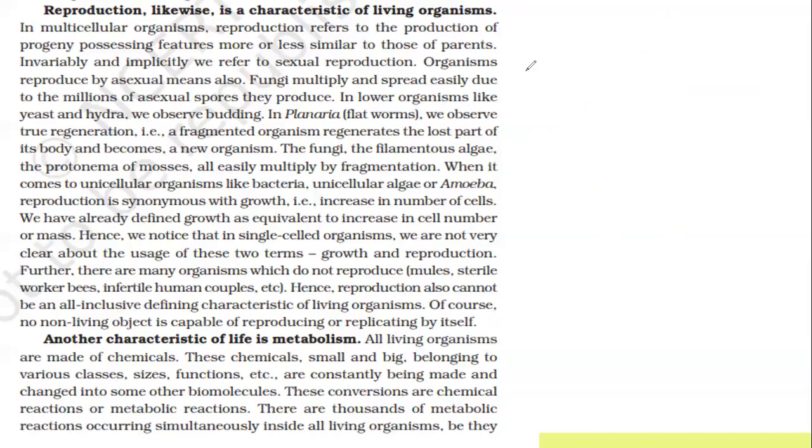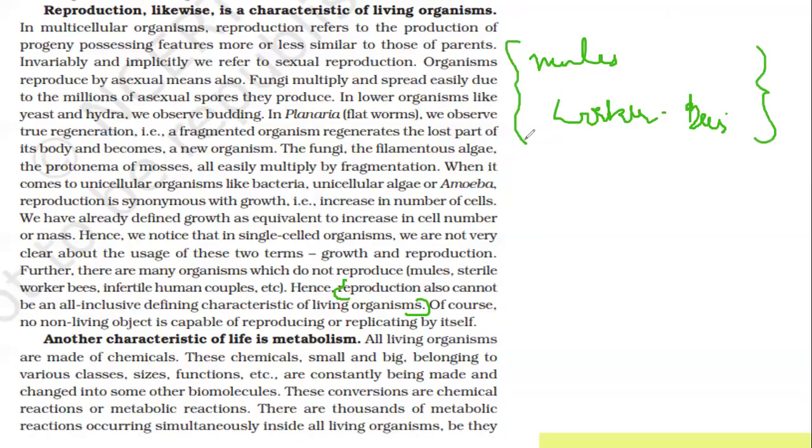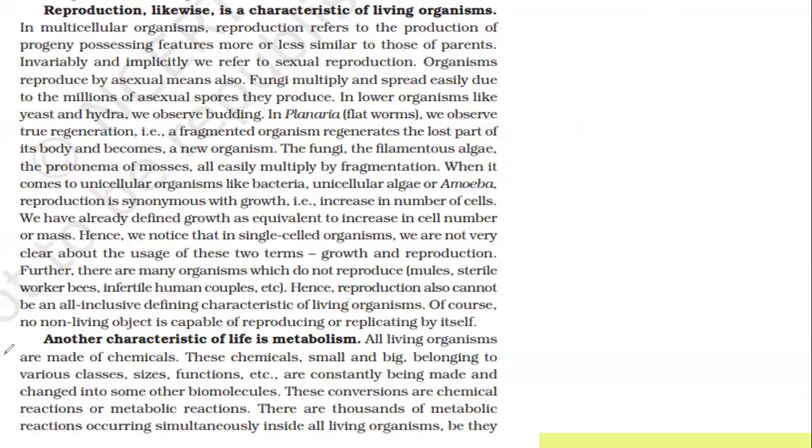Next is reproduction. The ability of self-replicating is known as reproduction. It cannot be an inclusive defining characteristic, because sterile organisms like mules, worker bees, and infertile human couples do not produce progeny. So we cannot say reproduction is a defining factor for living organisms.